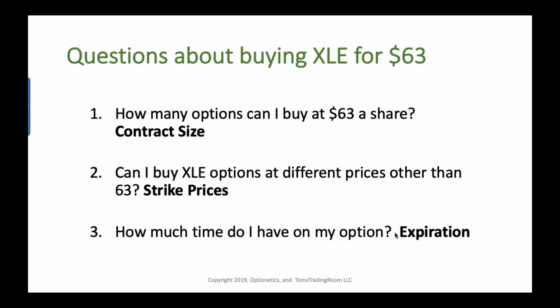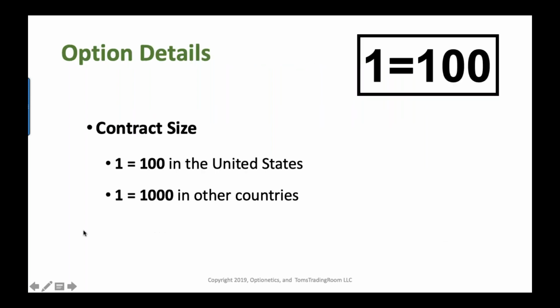Now let's start asking questions for those of us that need a quick refresher on options. How many options can I buy at $63 a share? Well, that's called your contract size. Can I buy XLE options at different prices other than 63? Yes, they're called strike prices. How much time do I have on my option? That's called your expiration. Let's get into each of them very quickly.